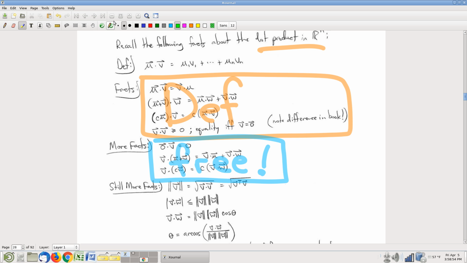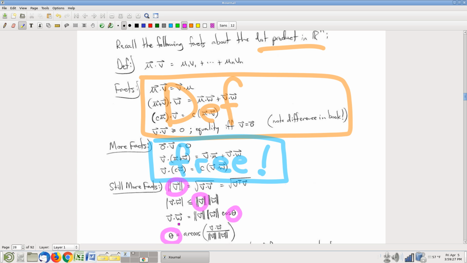So is it that I don't want these to be true? Should these be part of the definition? Why didn't I include these as part of the definition? And I claim I can't. I cannot require these to be part of the definition because if you look at what these properties are saying, these properties down here are not exclusively properties of the dot product. These also make reference to geometric features of Rn like magnitude and angle.